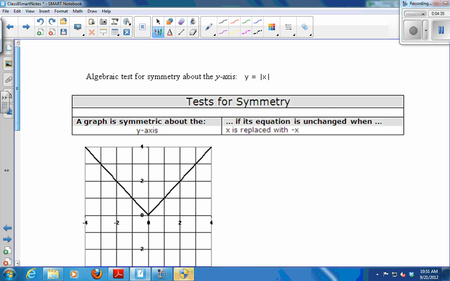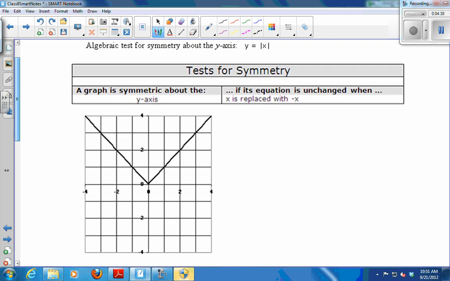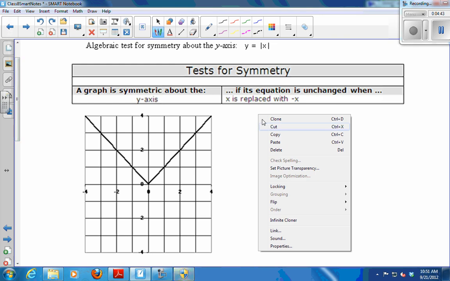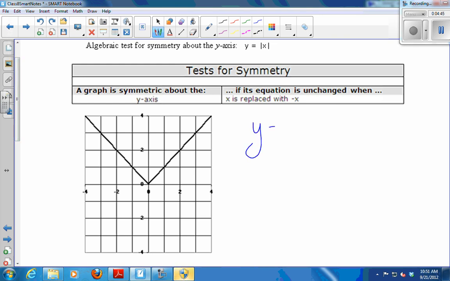So we'll do an example of each test. So I have y equals the absolute value of x. I want to test this for y-axis symmetry because I looked at a graph of it and I said it certainly looks like it has y-axis symmetry. Let's just confirm it with an algebraic test. Start with the equation and replace x with negative x. Replace all your x's with negative x's. So I get y equals the absolute value of negative x.